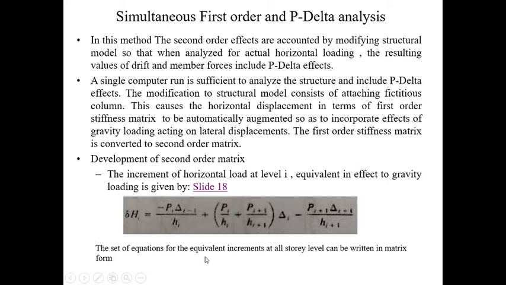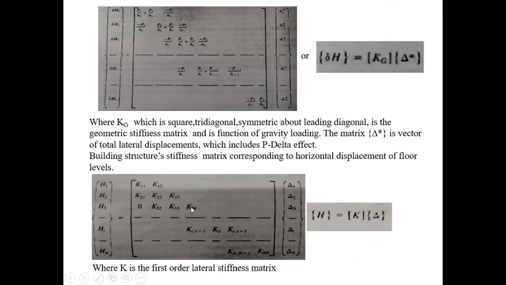So the set of equations we write in the matrix form. Now this equation, we'll write in the matrix form, wherein it will include delta H, P by H and the capital delta I. So you can see here that as a matrix form, this was only for the I-th story. When you consider the S number of stories, it will be written in this format.